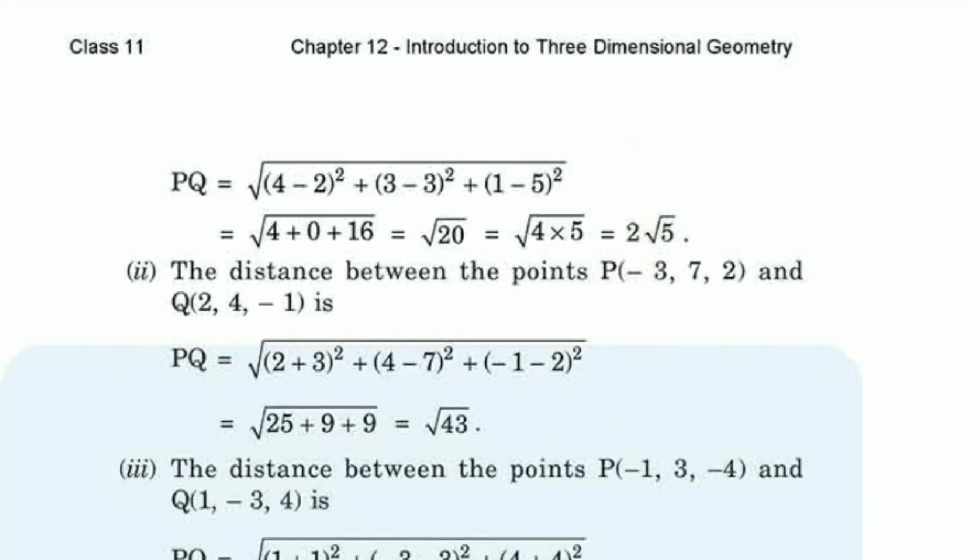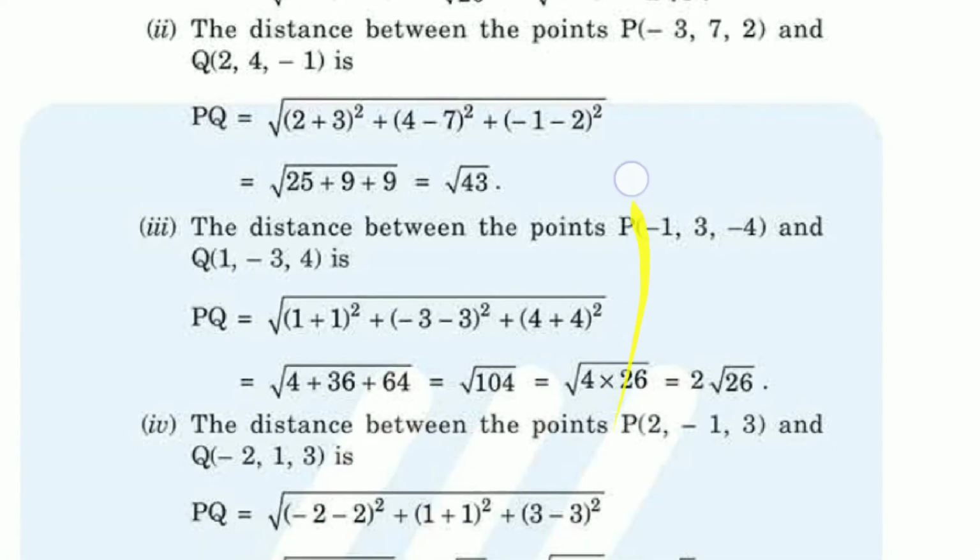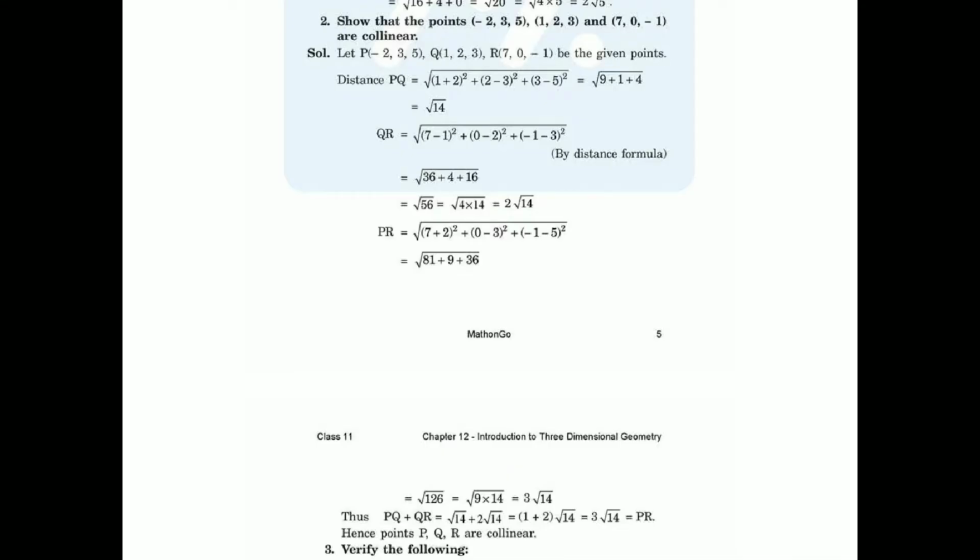The distance formula is root over x2 minus x1 whole square plus y2 minus y1 whole square plus z2 minus z1 whole square. This formula is used in finding out the distance between the 3 points. I'm not discussing much in detail about it. Okay, next, I move on to the next question.